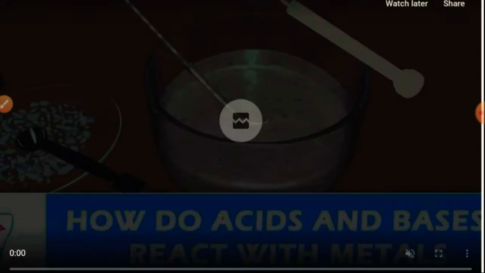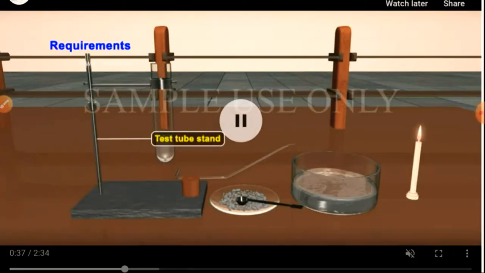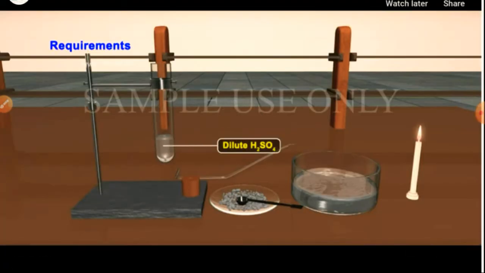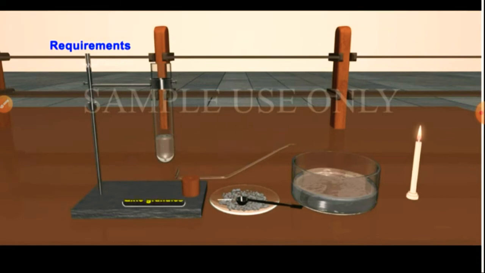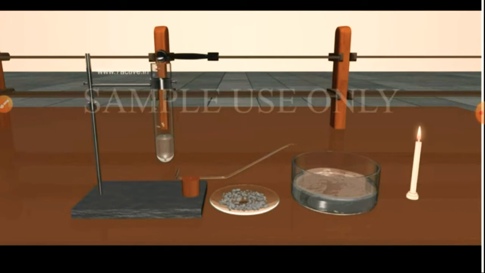Now check out this chemical reaction one more time. So this is our test tube. This is the sulfuric acid. These are the zinc granules, delivery tube, test tube stand, soap solution, and this is a burning candle. So all these things are what we require.